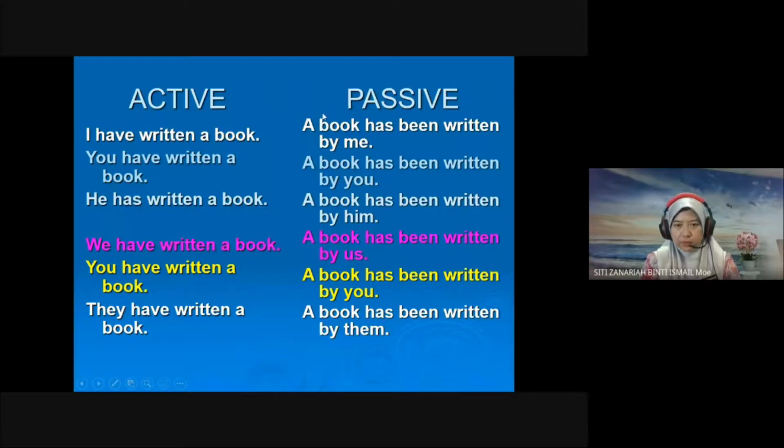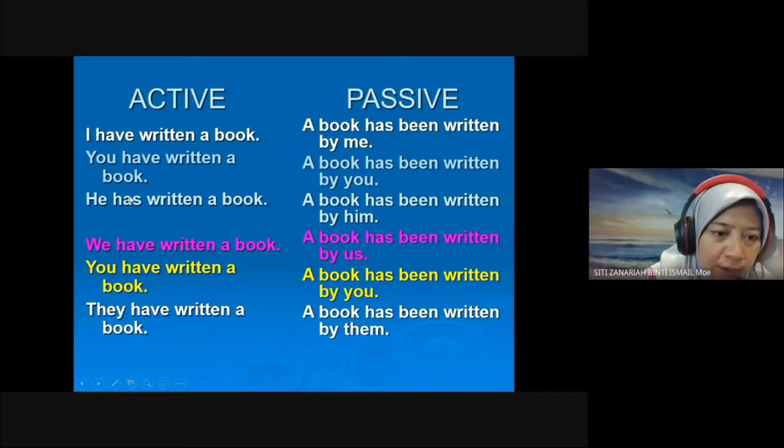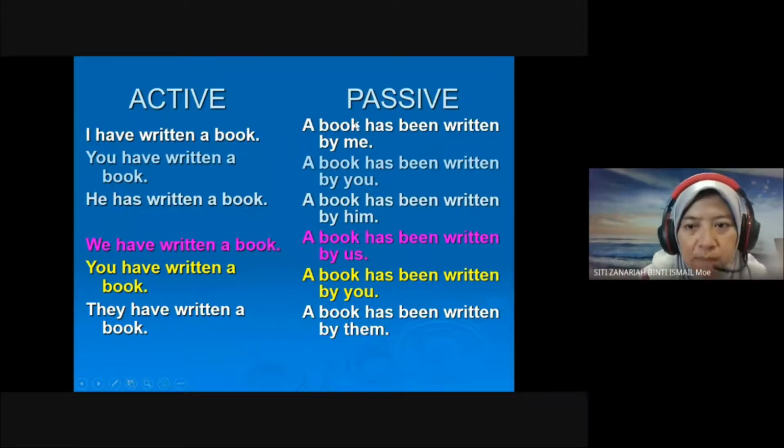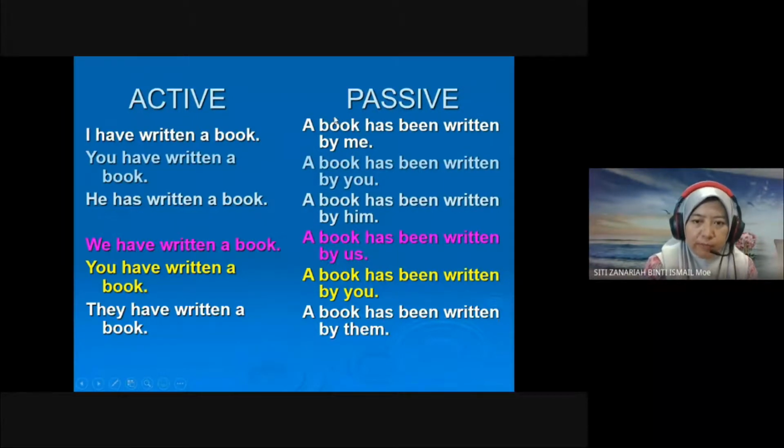Because the book all changed to singular because the object moved in front. If you compare for the active voice, from the subject you can decide whether it is singular or plural. So here there are differences, have and has. But to change to the passive voice, since we are talking about a book, the book moves in front and it should be singular, has been written.